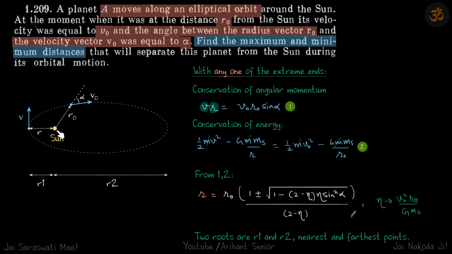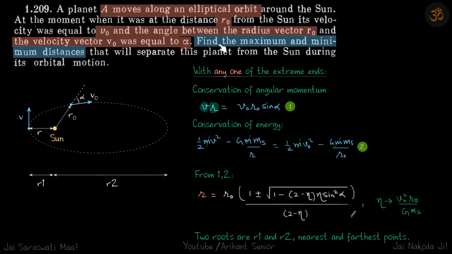We have the sun, and it is given that a planet is moving around it in an elliptical orbit. At one particular instance it's at a distance r naught, its velocity is v naught, and the r vector is making an angle alpha with the velocity vector. So all these three quantities are given: r naught, alpha and v naught.